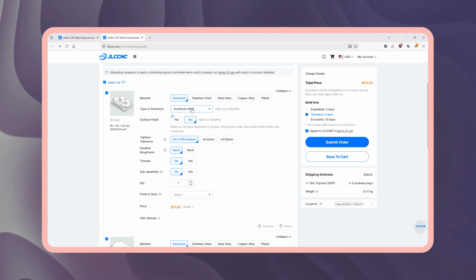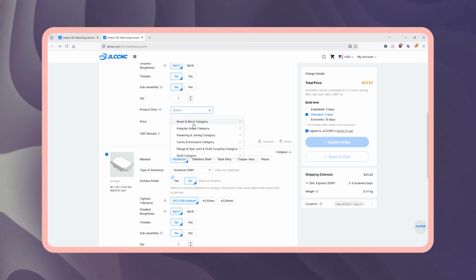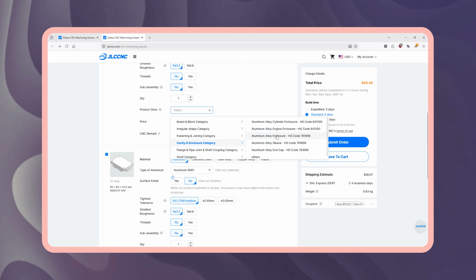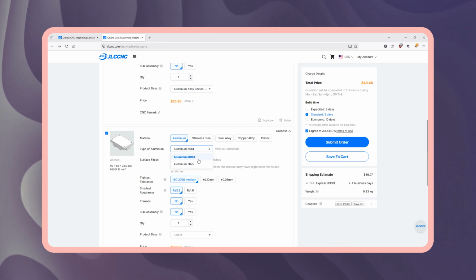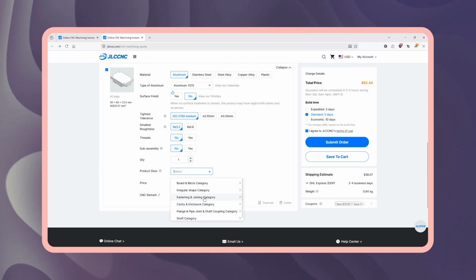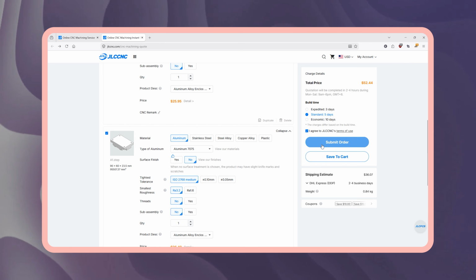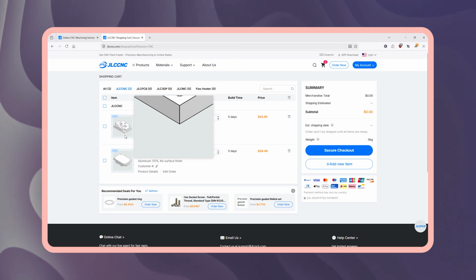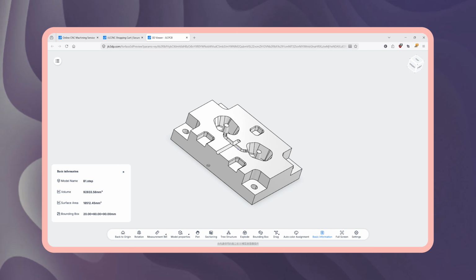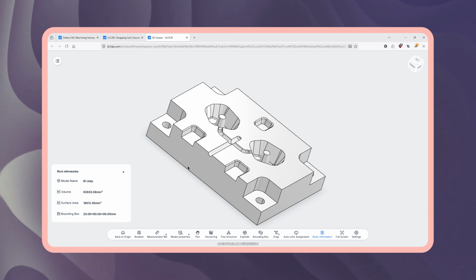CNC services like this don't automatically make a mold. They machine exactly what you design. So the responsibility of making it work as a mold is entirely in the design. And that's what makes this interesting. You can take a relatively simple CNC machine part and turn it into a functional injection mold.